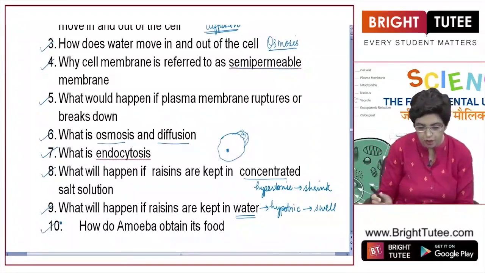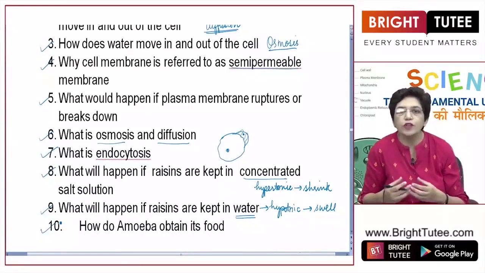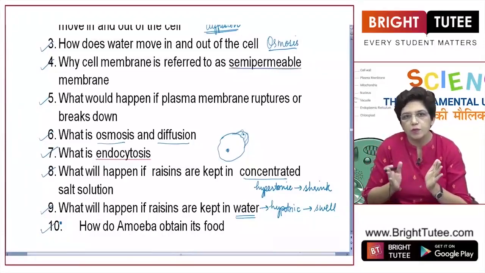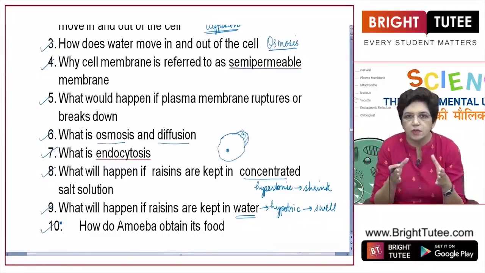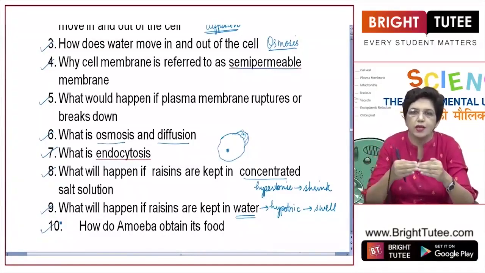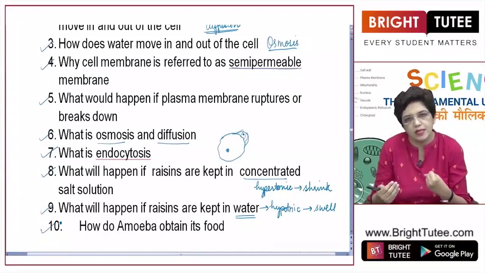Next question, how does amoeba obtain its food? Amoeba obtains its food because of the flexibility of its plasma membrane. When it reaches food, it detects the food, and the plasma membrane creates some projections which are called the pseudopodia. The pseudopodia help in engulfing the food, and a food vacuole is formed inside the amoeba.